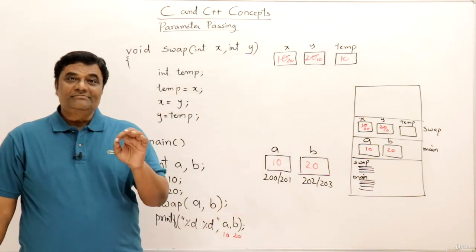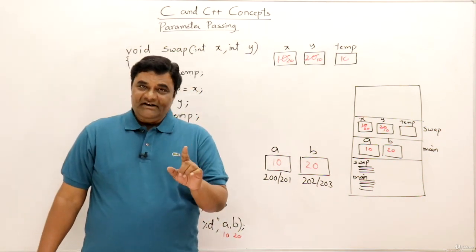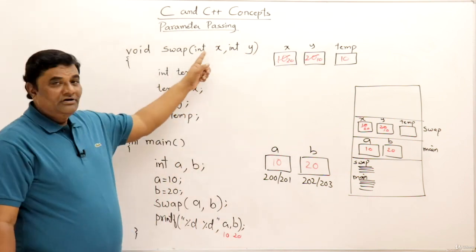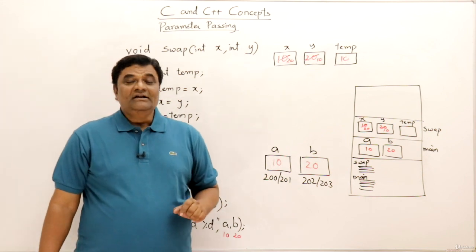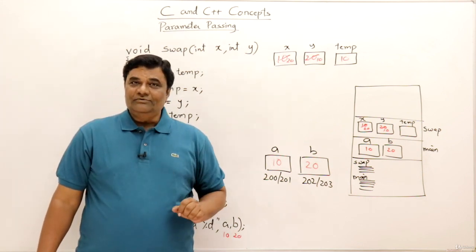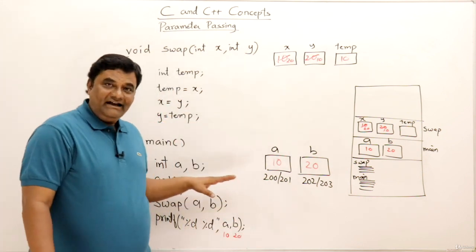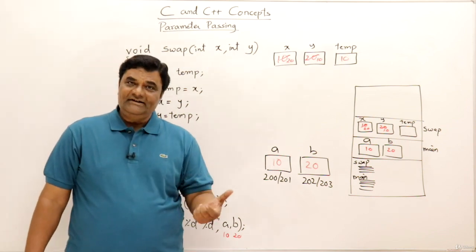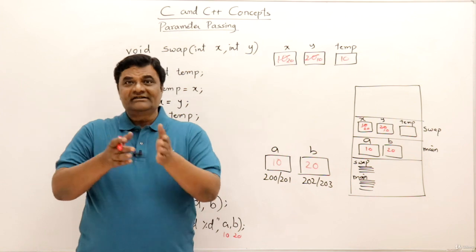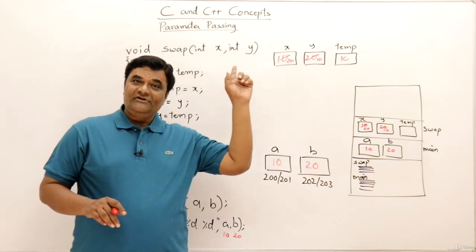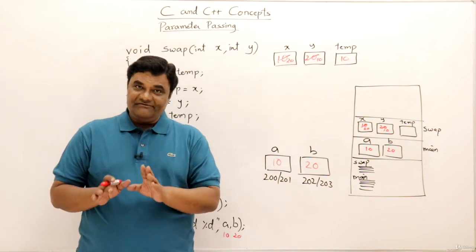So this is pass by value. In pass by value, any changes done to formal parameters will not reflect in actual parameters. So when should you use pass by value? When you don't have to modify actual parameters, you can use pass by value. And you can use pass by value if a function is returning some results. So the swap function should not be written using pass by value.